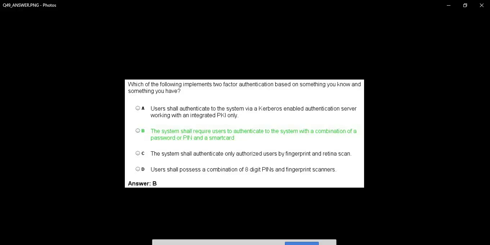All right, so we had a question about the answer to this one right here. Which of the following implements two-factor authentication based on something you know and something you have? All right, so again, we've been teaching a couple of different ways to answer these, and hopefully by now you're starting to get pretty good at it.